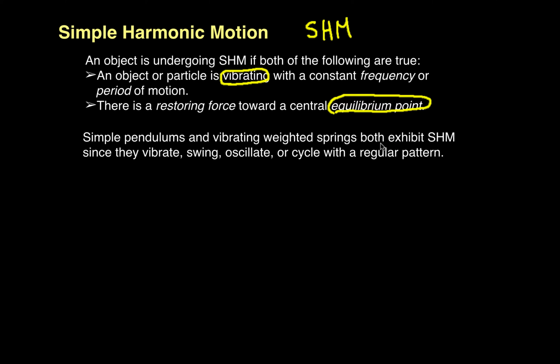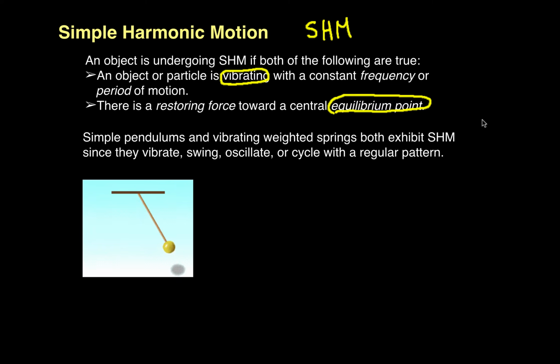Simple pendulums and vibrating weighted springs both exhibit simple harmonic motion since they vibrate, swing, oscillate, or cycle with a regular pattern. A pendulum is an object that hangs from a string and swings back and forth. A swing on a child's swing set is an example of a pendulum. The center point that the pendulum swings back and forth through is the equilibrium point for the pendulum.